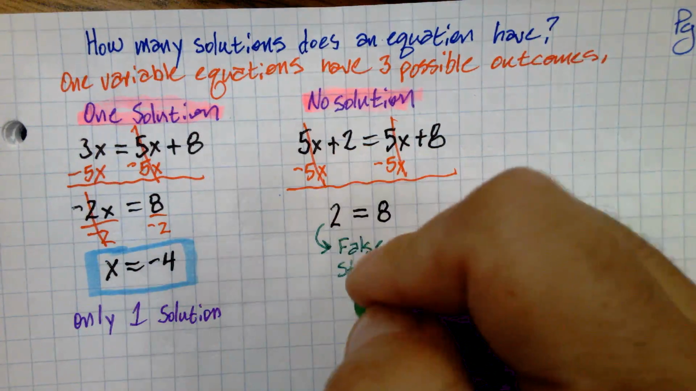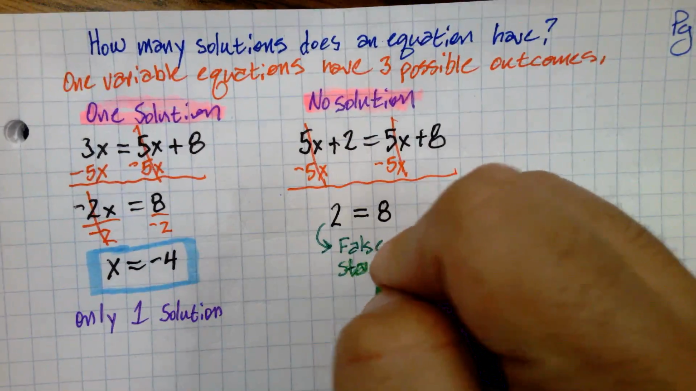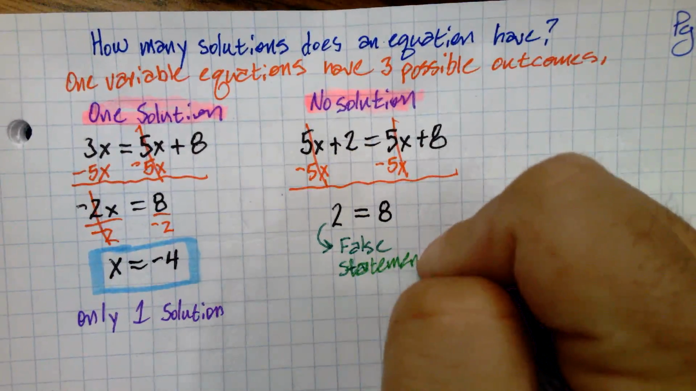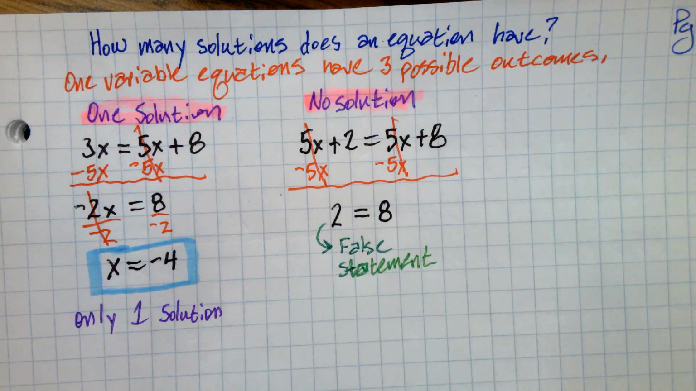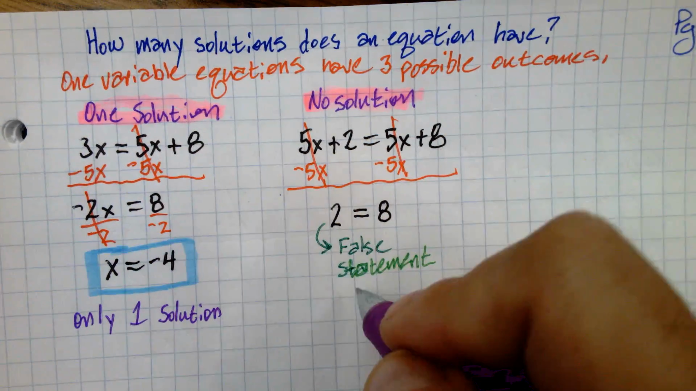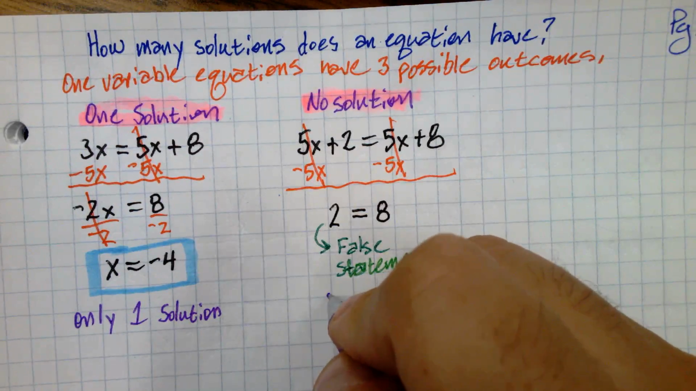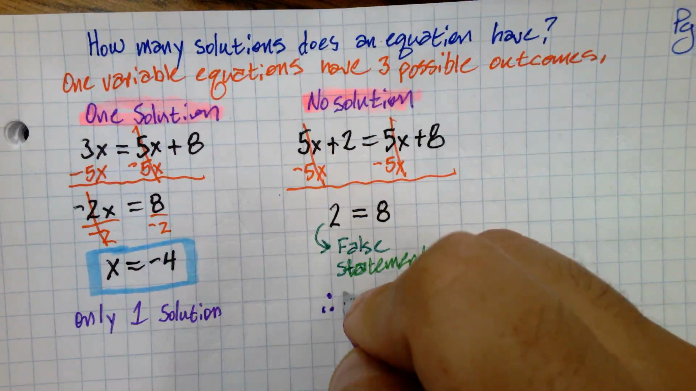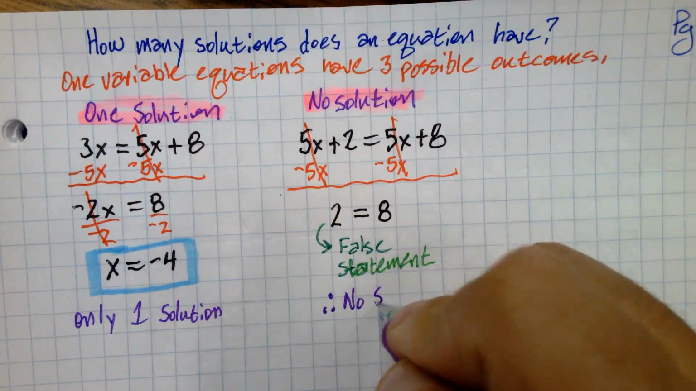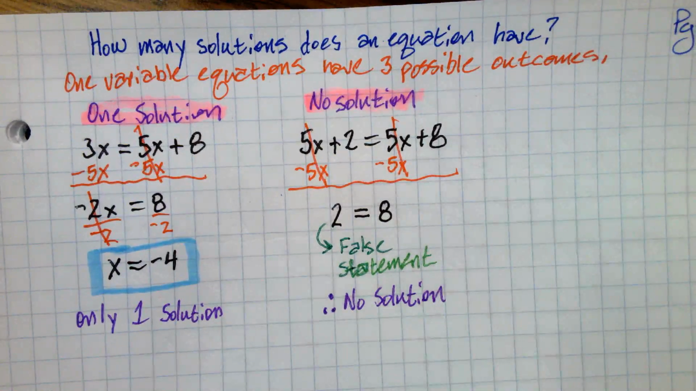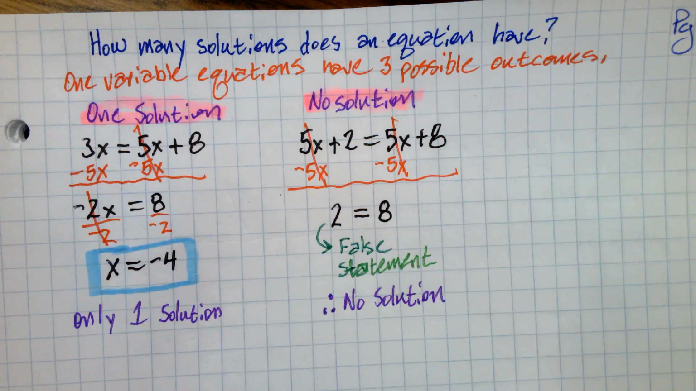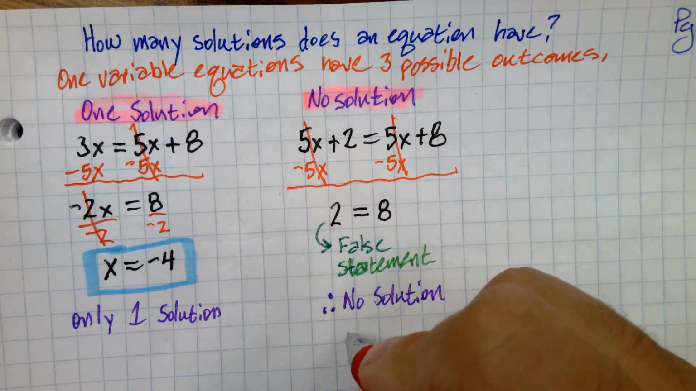My green here just dropped out. This is a false statement. And when you end up with a false statement, our conclusion in math is, therefore, there's no solution. In other words, we're saying no answer. Okay? No answer here.